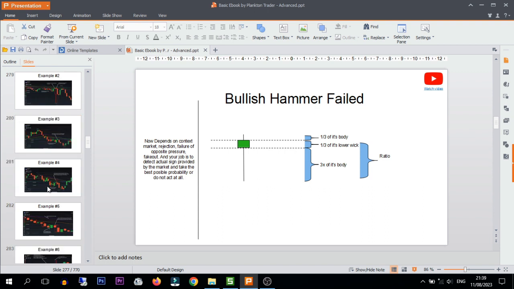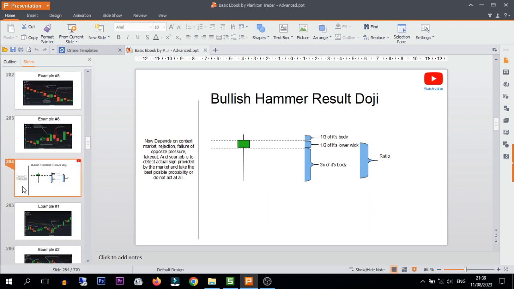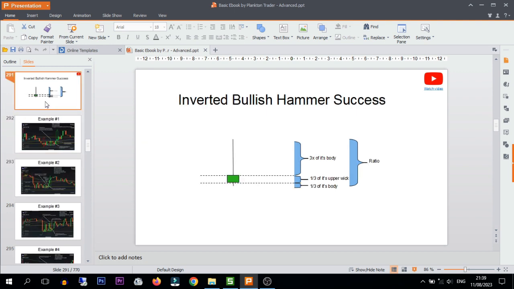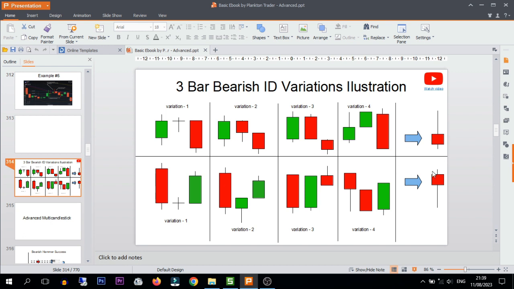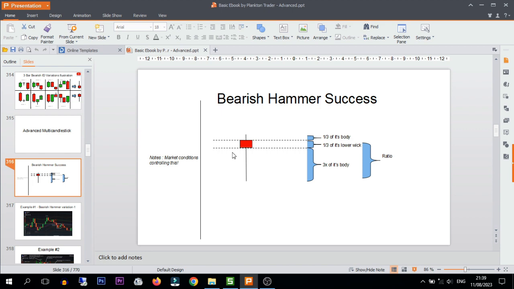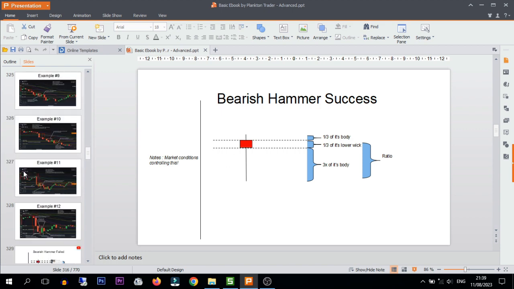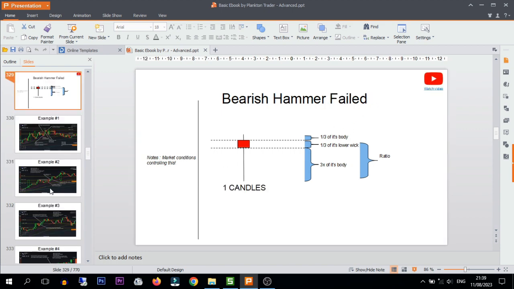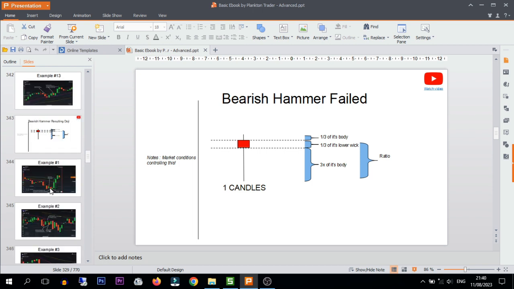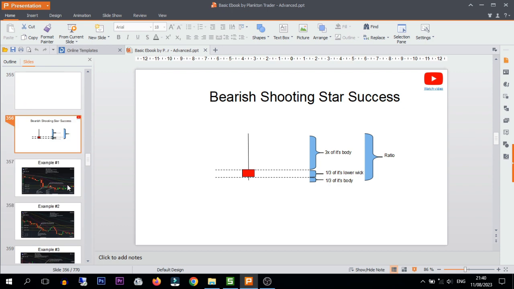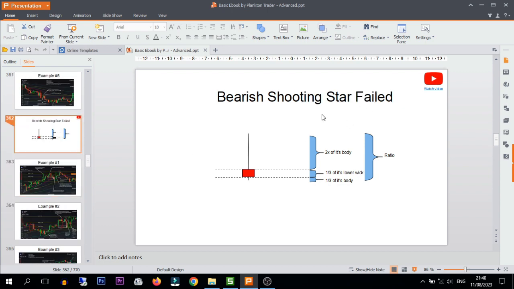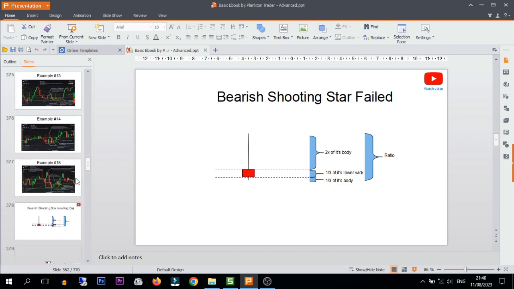And then also still the bullish hammer. Why it failed, why it succeeded, why it fails, and why it makes a doji here. Okay, let's go. Inverted bullish hammer, and then bearish hammer, and a shooting star here. You see, start from the bearish hammer. Why the bearish hammer succeeds, why it fails, why it makes a doji, and now entering the shooting star here. Why it succeeds, why it failed, and why it makes a doji.